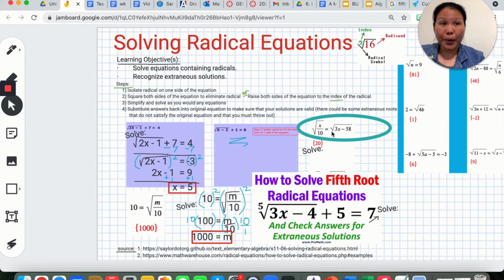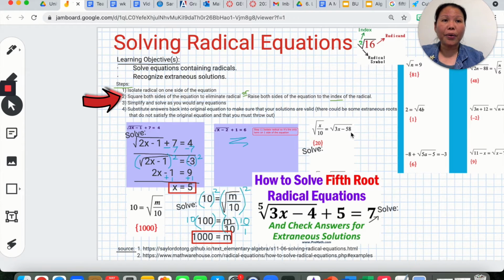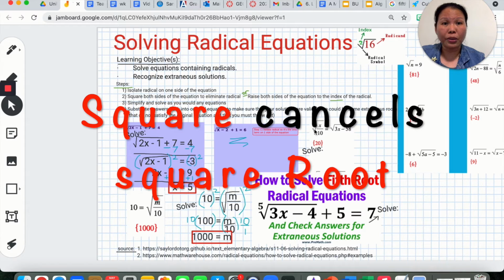To solve these problems, we are going to do what we have always done. But unlike this problem where I have to do the inverse, the quantity of square root of 2x minus 1 isolated, on this one I don't have to do that, because we have square root of x over 10 equals square root of 3x minus 58. So right away I can do the inverse to get rid of the radical sign, or square root sign. I do that by raising both sides to the second power, and that will cancel out the square root on both sides.